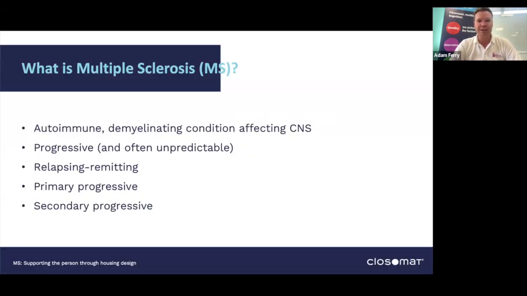So it's an autoimmune demyelinating condition that affects the central nervous system. And we're going to come on to what that means shortly. It's progressive and often unpredictable. And there are typically three main diagnoses, three different types: relapse remitting, primary progressive, and secondary progressive. Now, more contemporary diagnoses of MS may likely use different terminology, and I'll touch on that a little bit later. But certainly my experience is still that those phrases are being used, and we're going to explain a bit about what that means.